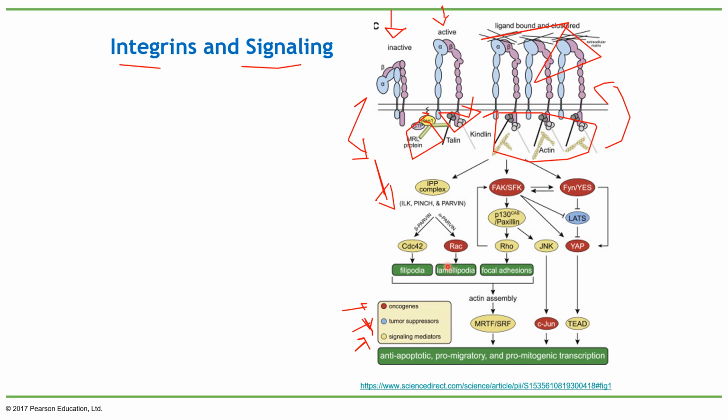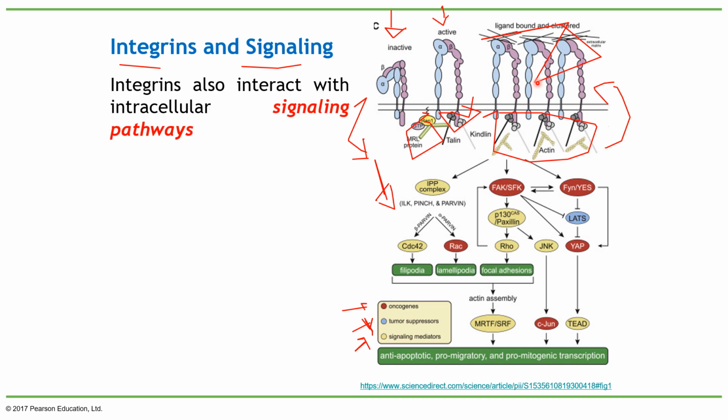So remember, there is a death signal here that can be controlled by the extracellular matrix, by the integrins. And here we didn't talk about more pathways that are involved. So here you have YAP, which is very important. That is another oncogene, and there is an interaction between all these pathways. So it sounds very confusing, but the main idea of all of this is that the integrins also interact with intracellular signaling pathways.